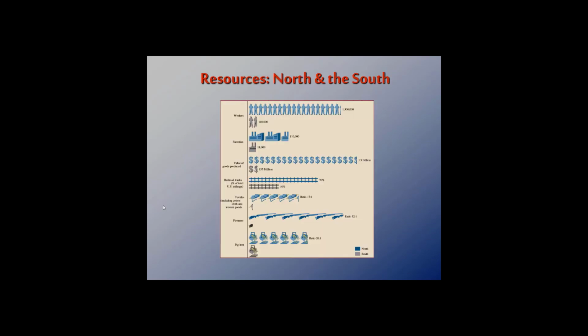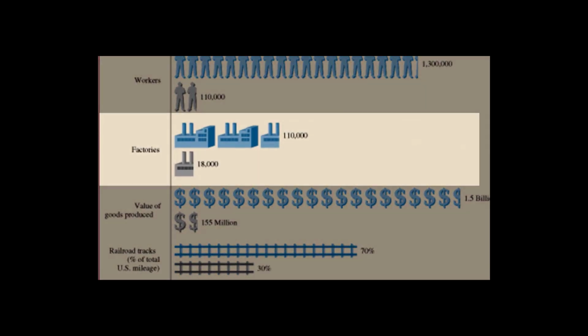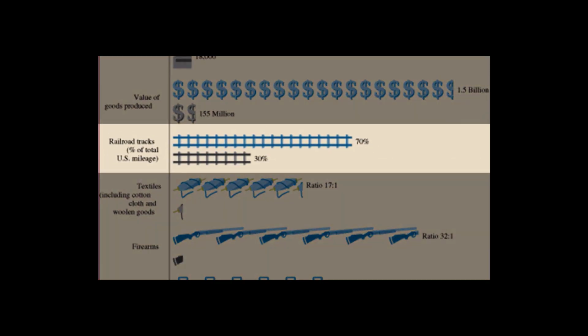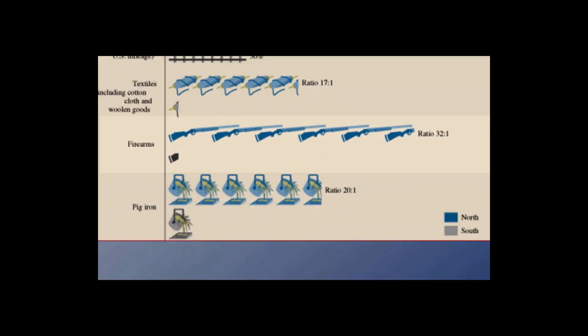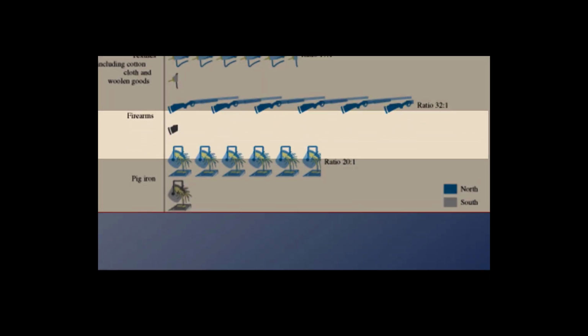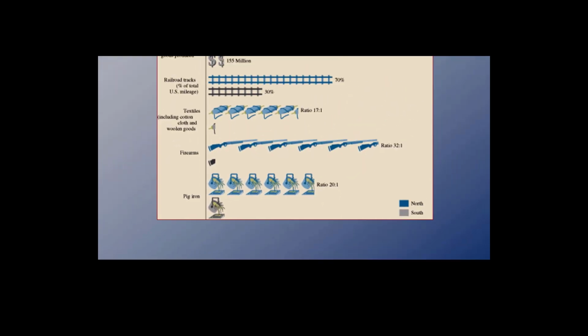Now, besides railroad lines, the North had the advantage in almost every other category as well. If you look up here, they had more workers, they had more factories, they were able to manufacture at a greater rate. Again, the railroad tracks. They made more textiles, a lot more firearms, a 32-to-1 ratio, and a 20-to-1 ratio in the making of pig iron, or a type of metal.